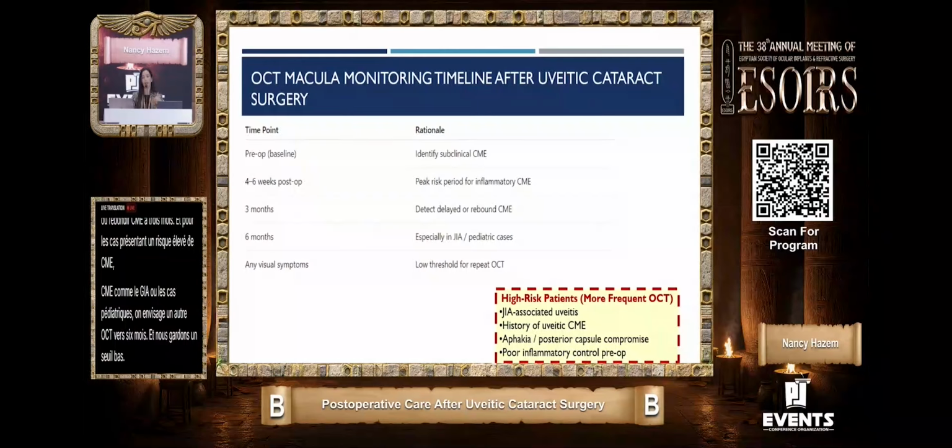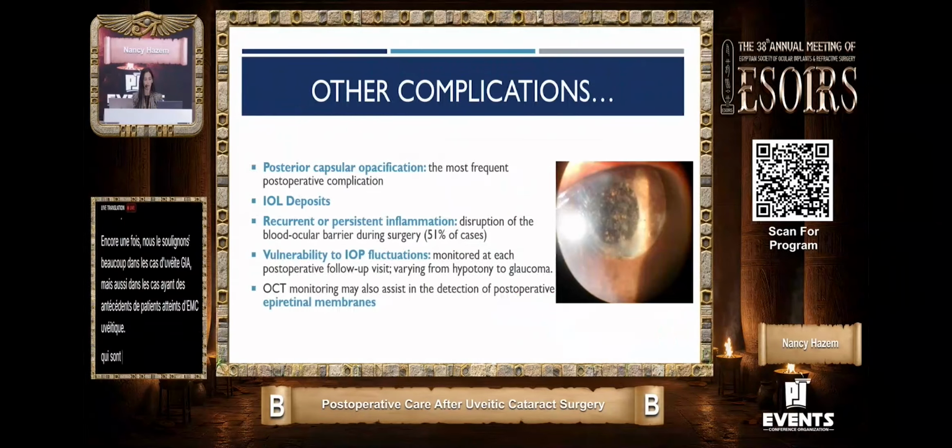And this is, of course, again, something we emphasize a lot with cases of JIA uveitis, but also in cases that had a history of uveitic CME, patients that are aphakic or had some sort of posterior capsular compromise, and those with poor inflammatory post-operative control.